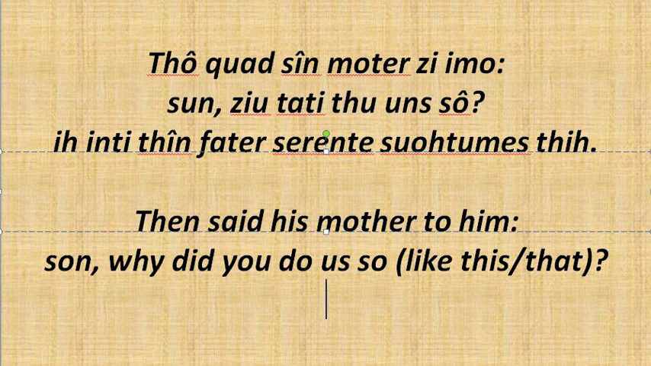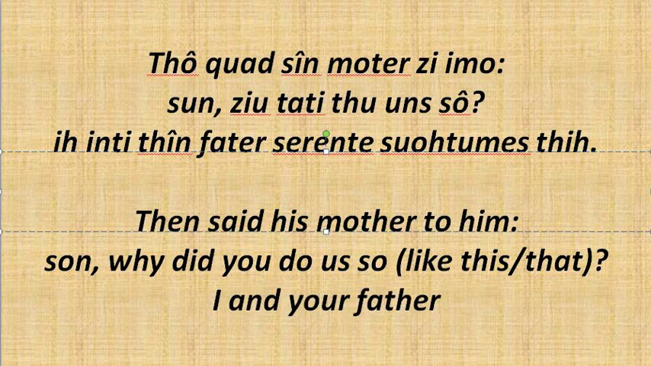So this is a pretty lengthy episode because I want to have subsequent sequence sentences, if that makes sense. So: ich inti din Vater serente suchtumes dich. So ich is I, inti is and, din is your. Your singular. So if I'm talking to one person, I would use thin. Your father, serente. This word here, serente, is actually a present participle.